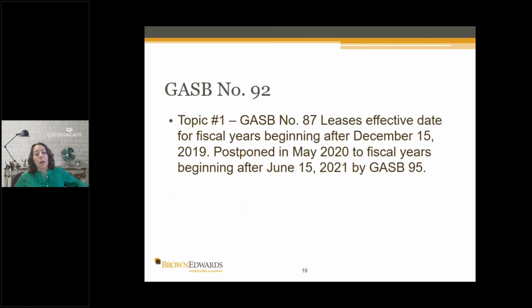So topic number 1 for GASB 92 deals with GASB 87 leases. It changed the effective date, but as you are all probably keenly aware, GASB 95 then changed it again so that GASB 87 implementation is for fiscal years beginning after June 15th. I'm sure you all know that GASB 87 is coming.